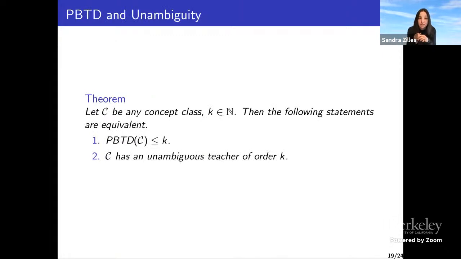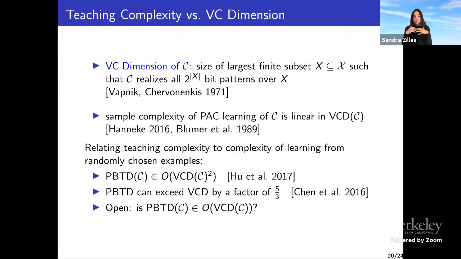And the result that I promised before: if we take any concept class, then the preference-based teaching dimension is really the best possible teaching complexity of any unambiguous teacher for that concept class. Now, one thing that we care about a lot in my community is comparing these teaching complexity notions to one another, and also to complexity parameters that are studied elsewhere, for example in the context of learning from randomly chosen examples.